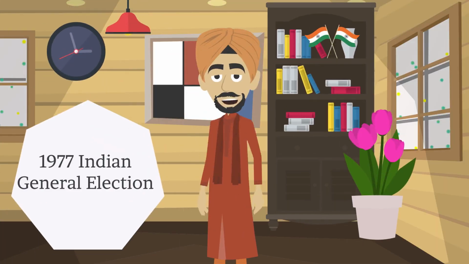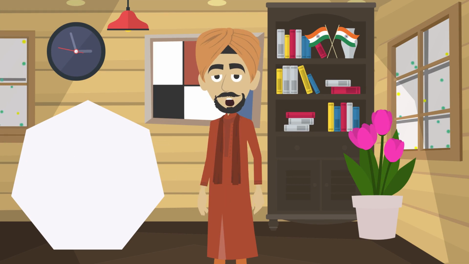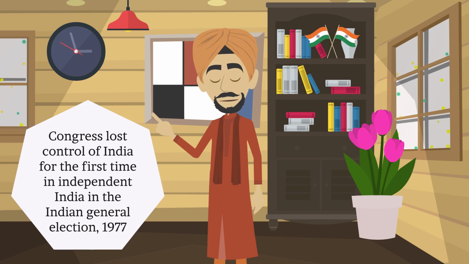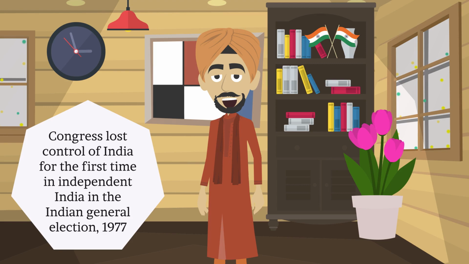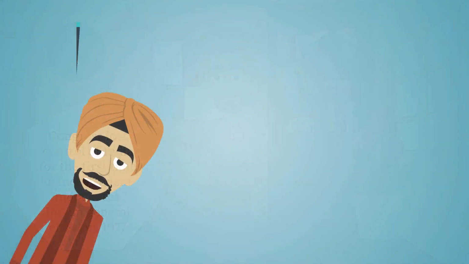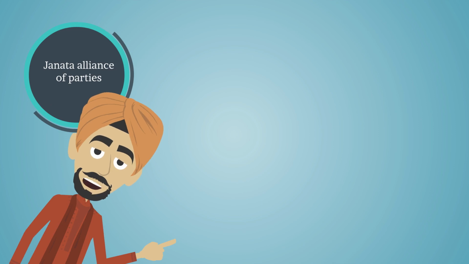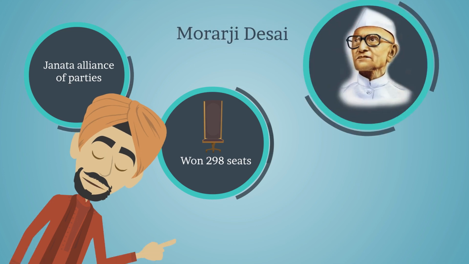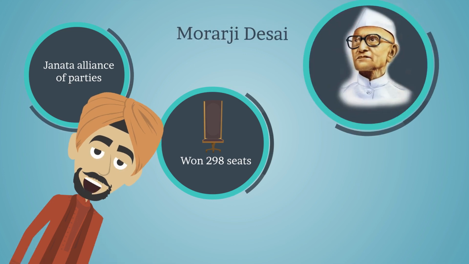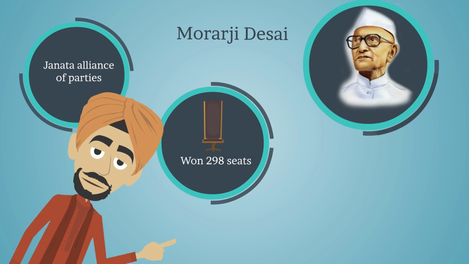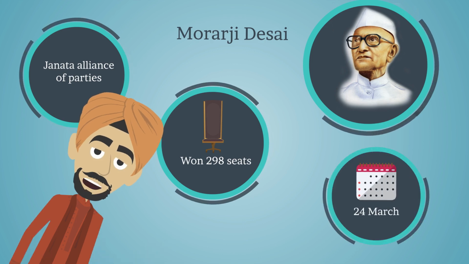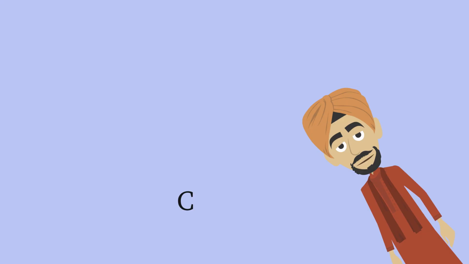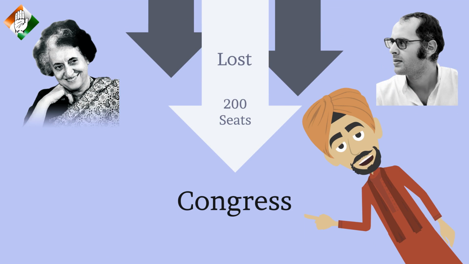The 1977 Indian general elections. In a major turn of events, the ruling Congress lost control of India for the first time in independent India in the Indian general elections of 1977. The hastily formed Janata alliance of parties opposed to the ruling Congress party won 294 seats. Morarji Desai was chosen as the leader of the alliance in the newly formed parliament and thus became India's first non-Congress Prime Minister on 24th March 1977. The Congress lost nearly 200 seats. The election came after the end of the emergency period.